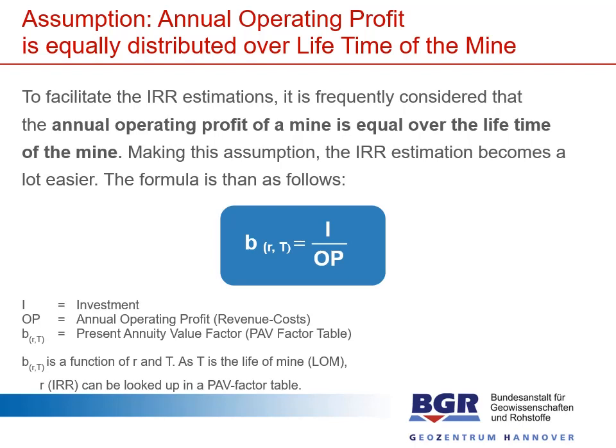Similar to the calculation of the net present value, we take the same assumption here that the annual operating profit of the mine is equal over the lifetime of the mine. And to facilitate the internal rate of return estimation, we are assuming this equality of the profit, and making this assumption the estimation becomes a lot easier. The formula is then as follows. The present annuity value factor is equal to the investment divided by the annual operating profit.